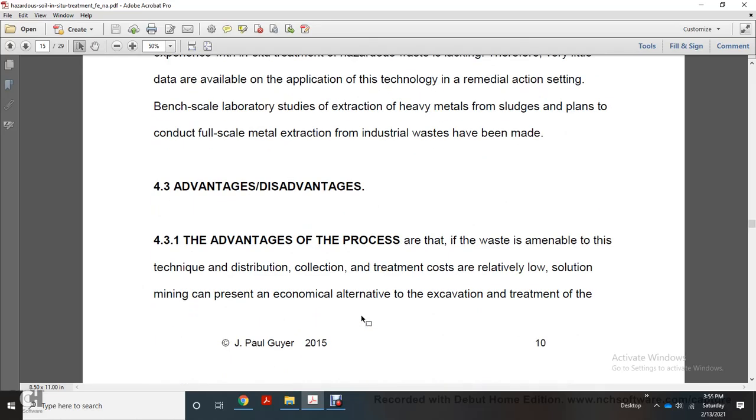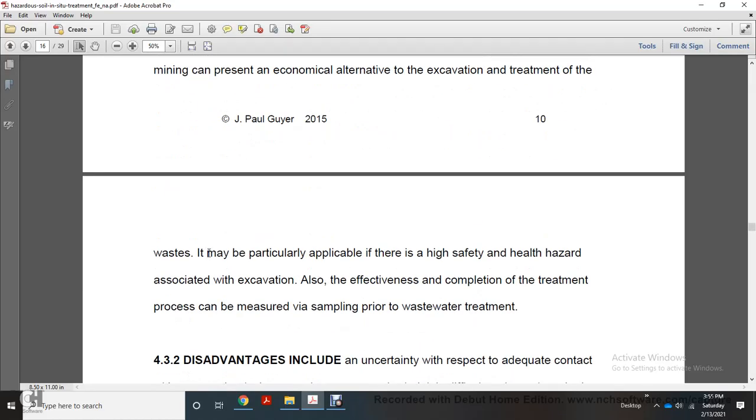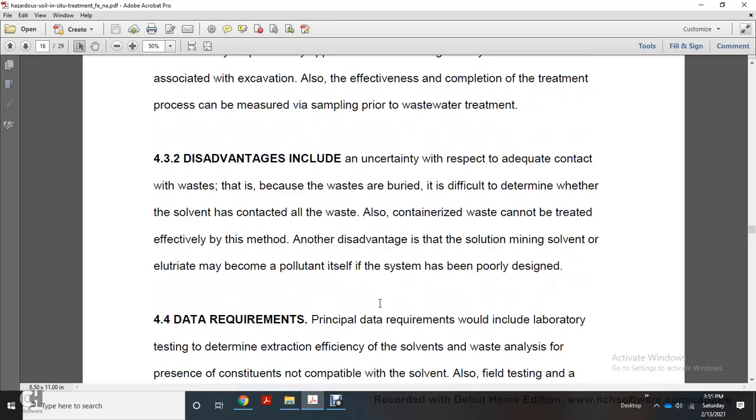Advantages and disadvantages. An advantage of the process is that the waste is amenable to the technique. Distribution, collection, and treatment costs are very low. Soil mining presents an economical alternative to excavation and treatment of waste, particularly applicable given the high safety and health standards associated with excavation. It is also effective to measure the completion of the treatment process by sampling prior to waste treatment.